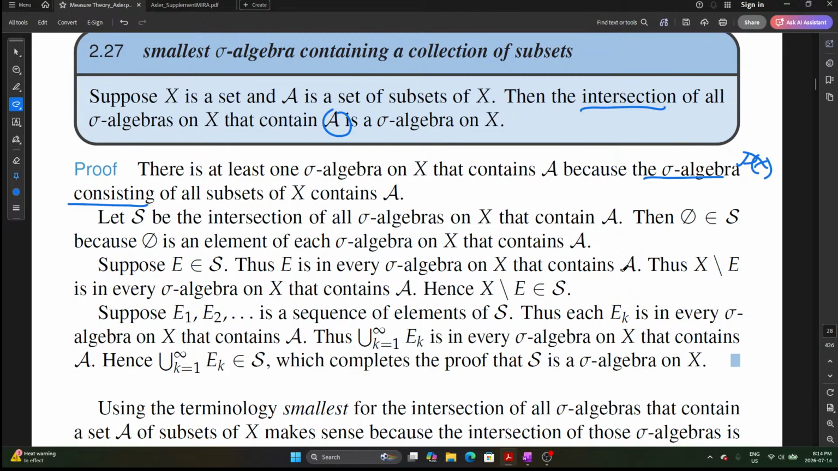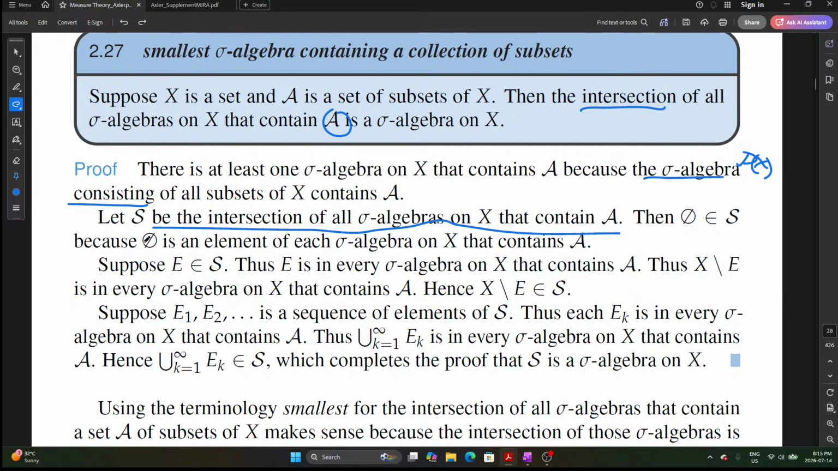Okay. So once again, to follow these results, you just need to be able to follow set inclusion arguments. So it's pretty straightforward. Let S be the intersection of all sigma algebras that contain A. You see, this is the intersection of all sigma algebras on X that contain A. We need one thing: the collection of all sigma algebras on X that contain A to be a non-empty collection. This way you can take the intersection. That's the purpose of the first paragraph.